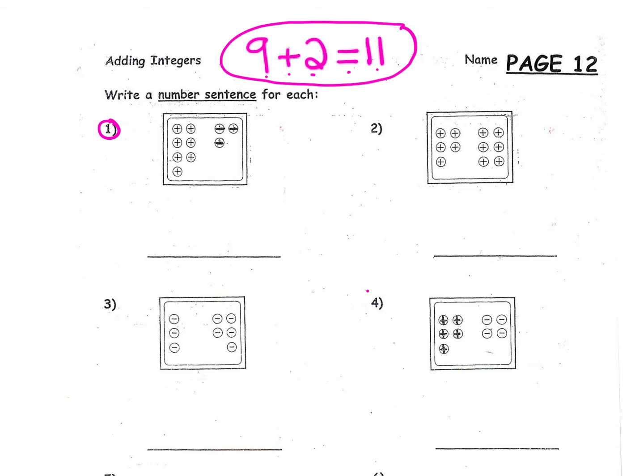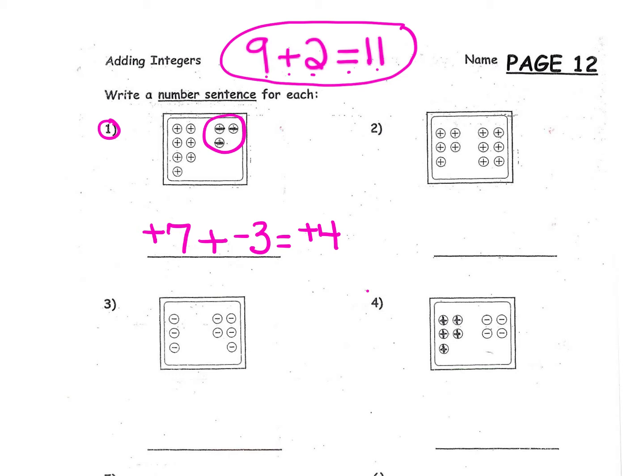Number 1, we've been given 7 positive chips, and we're going to combine with that 3 negative chips. A gain of 7 but a loss of 3 ends up being a positive 4.